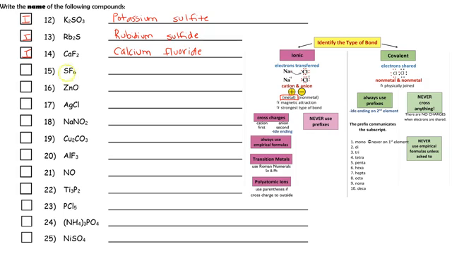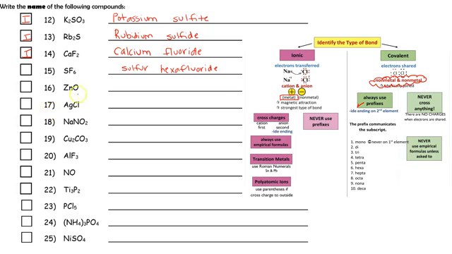Number 15, SF6. Notice that both of these elements are nonmetals. Anytime you have two nonmetals together, it's automatically going to be a covalent compound. With covalent compounds, I must use prefixes unless mono would be on the first element. It's okay to use mono on the second element, but not the first. So because sulfur has an understood subscript of 1 here, but I can't use mono on the first element, it's just going to be regular sulfur. Now I'm going to use the prefix for 6, which is hexa, so I'm going to have hexafluoride.